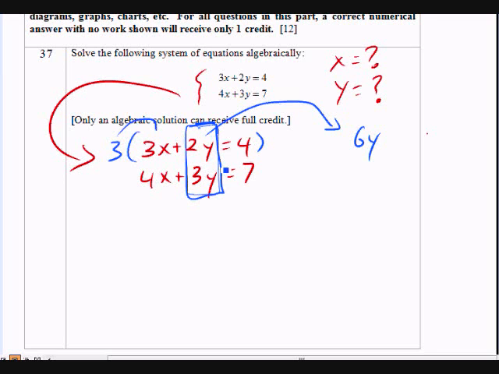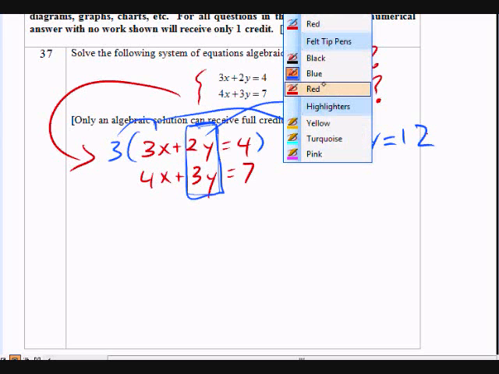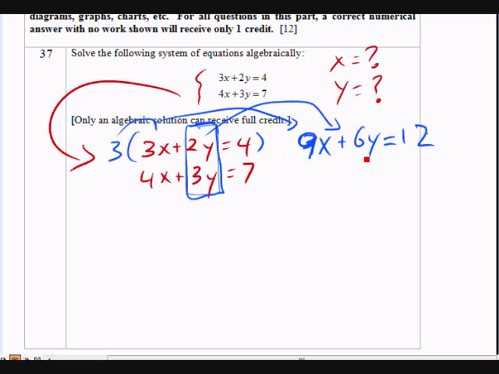So 3 times 3x, that's going to give me 9x, sorry, and 3 times 2y is going to be 6y, equals 3 times 4, 12. So the top equation becomes like that after I multiply by 3. And now if I want to cancel out the 6y here, I need the additive inverse, which is a negative 6y. How can I get this 3y here to become a negative 6y? I'm going to have to multiply by negative 2. So multiply this by negative 2.